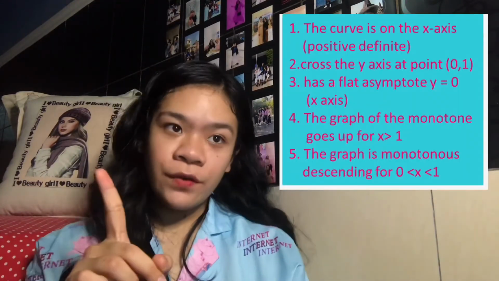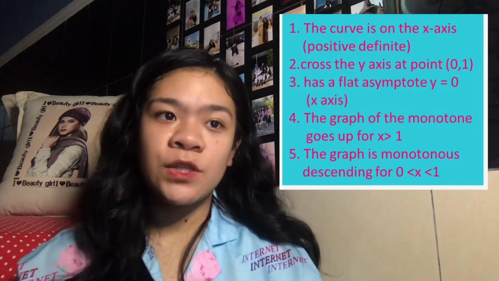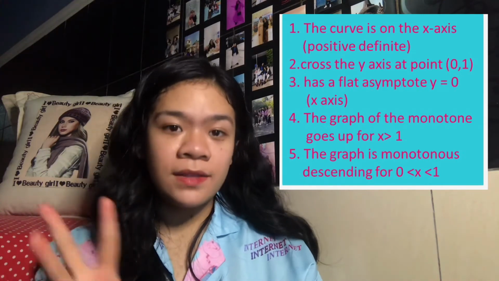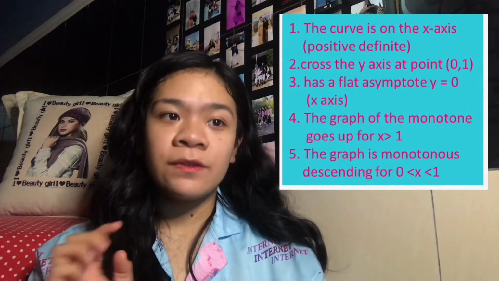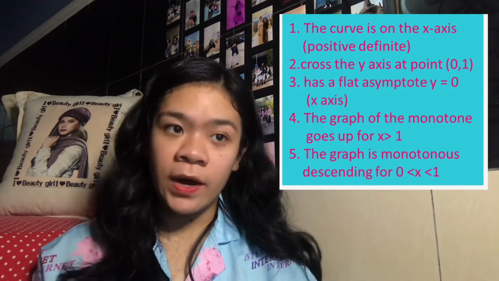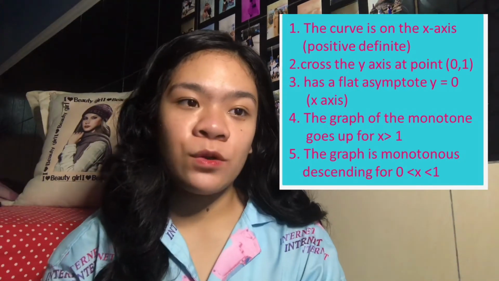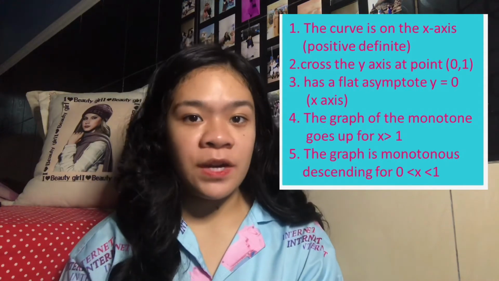The exponential functions have the following properties. First, the curve is above the x-axis, or positive definite. Second, it crosses the y-axis at point (0, 1). Third, it has a horizontal asymptote y equals 0, the x-axis. Fourth, the graph is monotone going up for a more than 1. And the last one, the graph is monotonously descending for a more than 0 and smaller than 1.